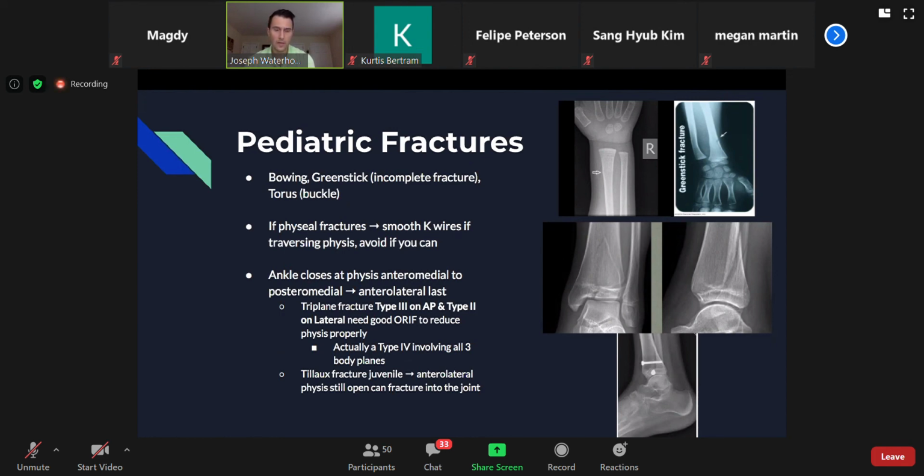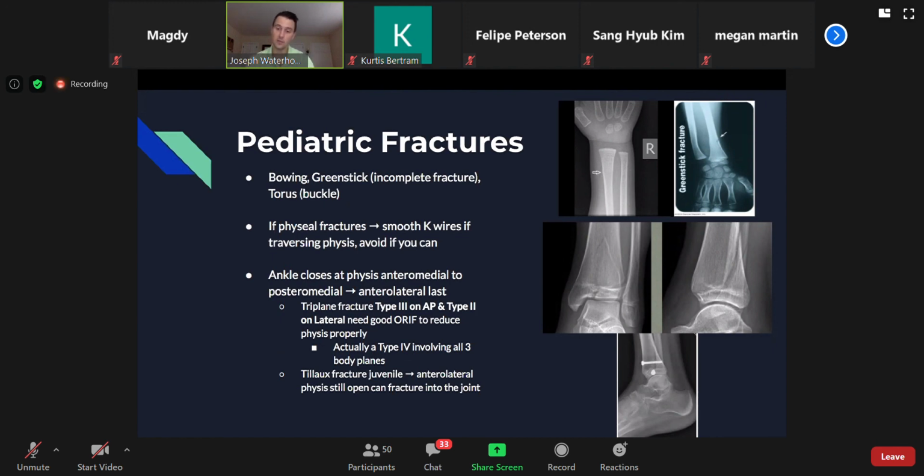All right, so the ankle, as far as how the physis closes in osseous growth, it closes from anteromedial to posterolateral, to posteromedial to anterolateral last. So that's usually the last portion that stays open, and that is why you can have your Tillaux fracture in juvenile patients, because that is still open. You can avulse a portion off the tibia at that point.